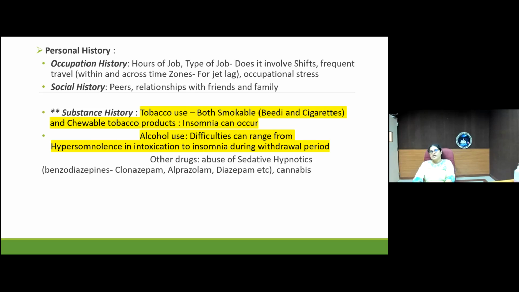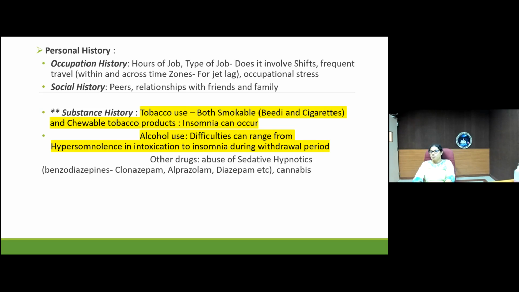Social history, what kind of relationships he or she has with friends, who are his peers, what kind of activities one does with the social circle. Substance history has to be asked without fail because tobacco and alcohol are among the most common comorbid conditions found with sleep disorders.